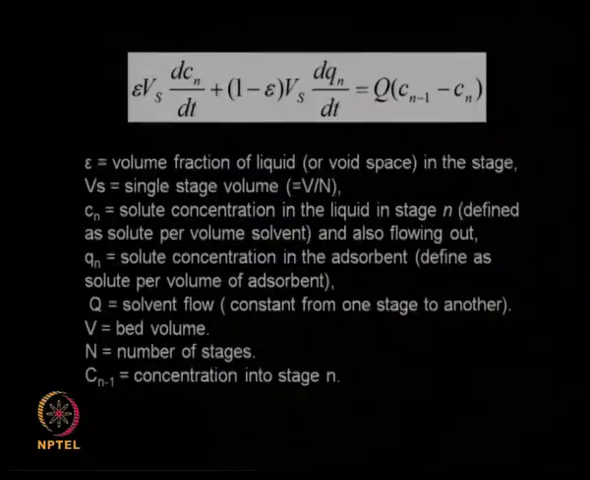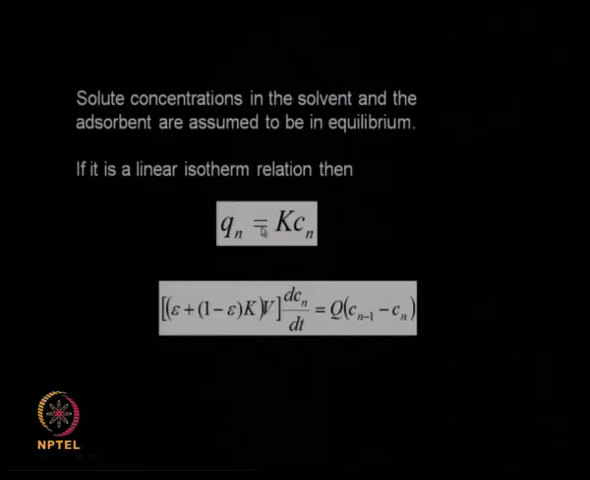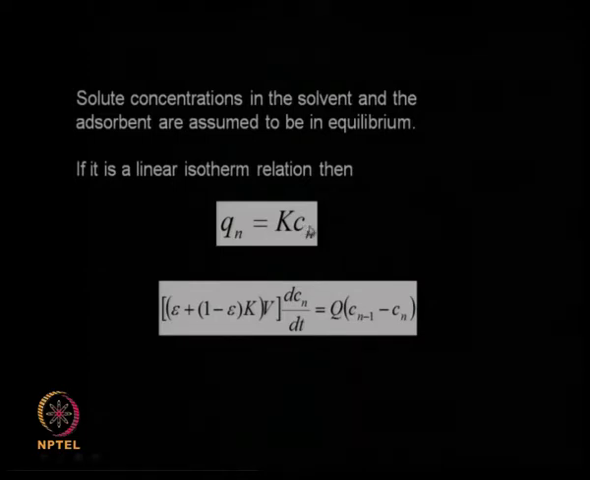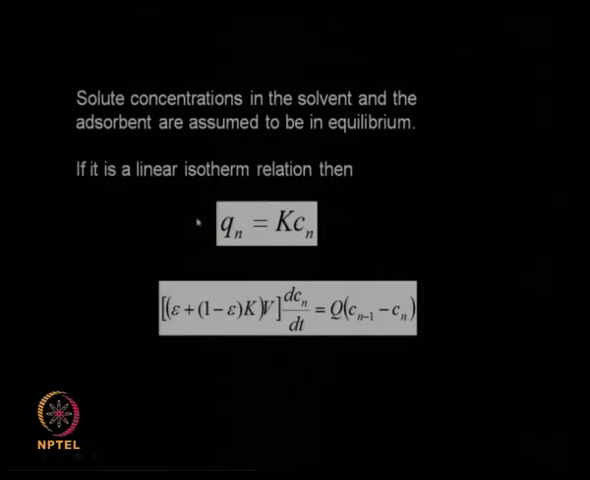Now how do you relate Cn and Qn? We talked a long time back, there could be a linear adsorption type of relationship between Cn and Qn. So Qn is the concentration of the solute that is adsorbed, and Cn is the concentration of the solute in the mobile phase. If they are in equilibrium, they are related as a linear isotherm relation. We can have a non-linear relationship also, but here we are assuming a linear relation. So, Qn equal to K into Cn. This is a simple relationship.